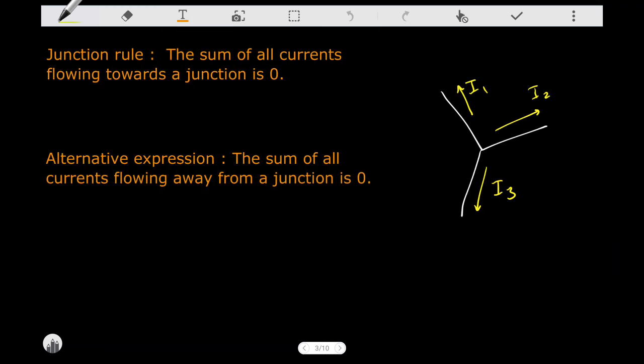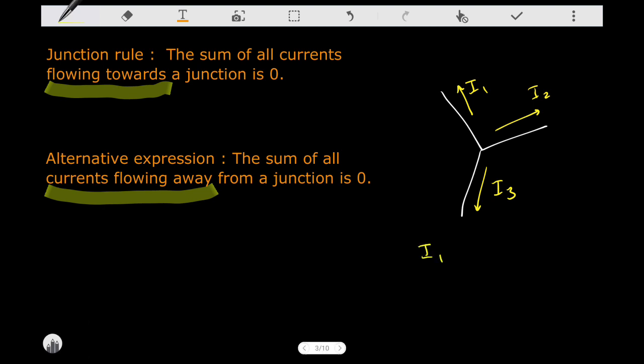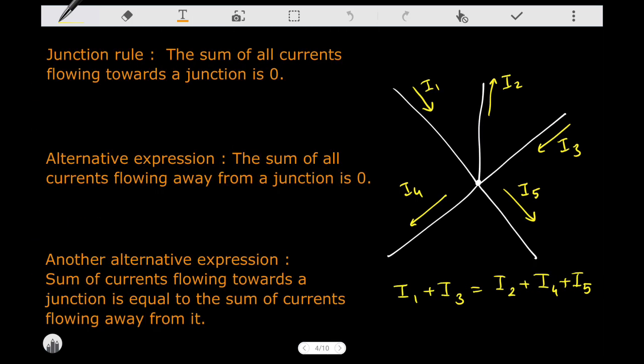Instead of saying the currents flowing towards a junction, you can also talk about the currents flowing away. It's just a change of sign, actually. A current which is flowing away from the junction is the negative of the current which is flowing in, and so it's going to be the same statement. In that case too, we can say that the sum of the currents that are flowing away from the junction is equal to zero. So that's an equivalent statement.